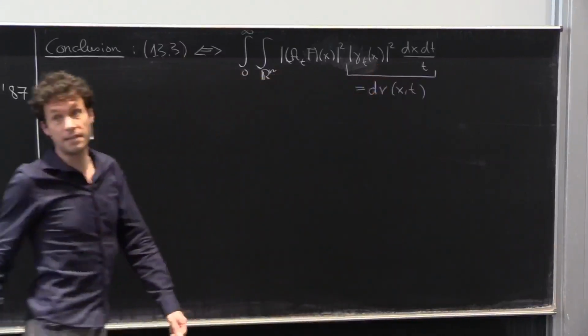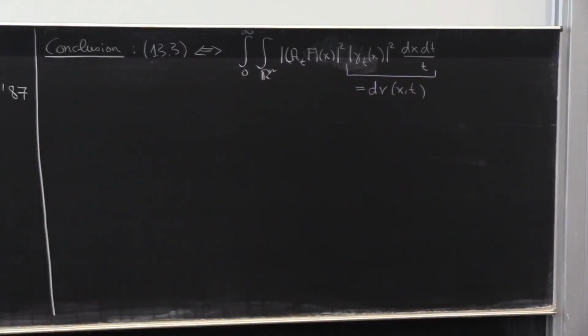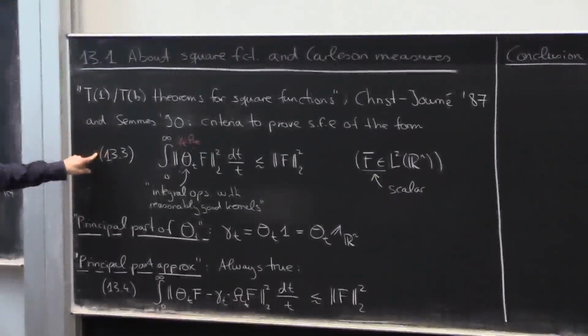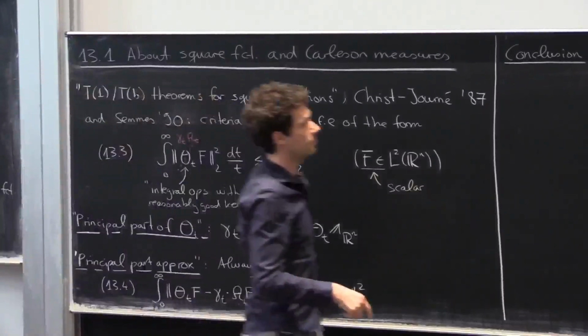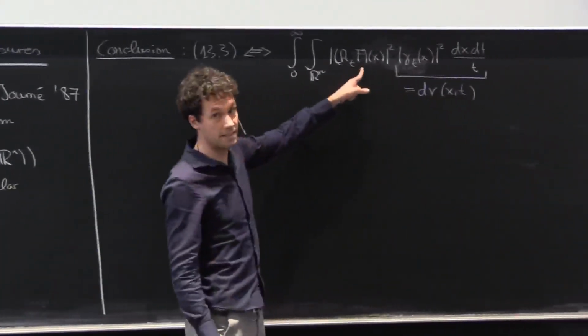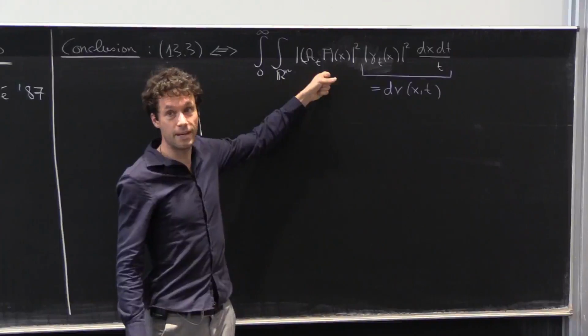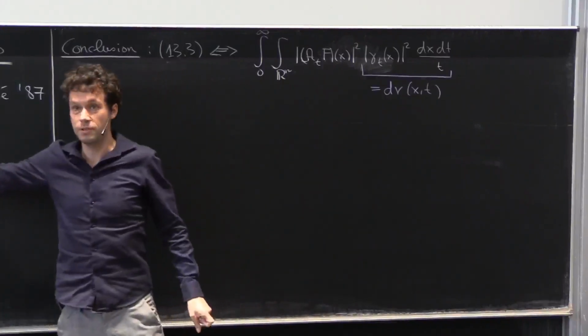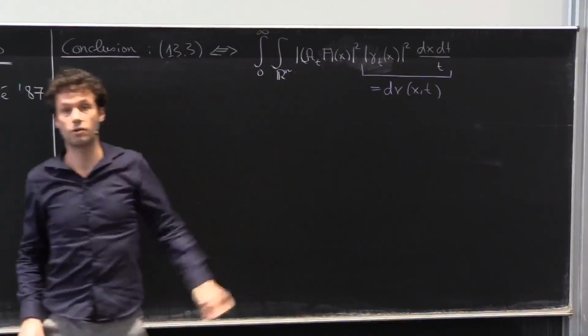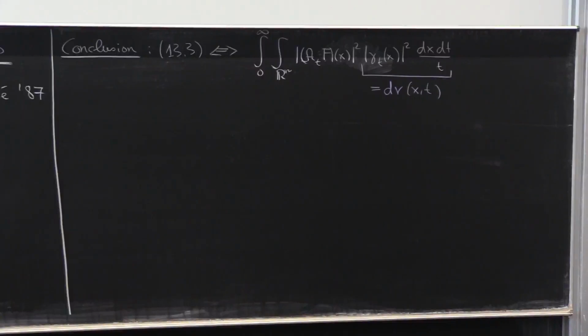This guy here defines the integration with respect to my Borel measure d nu of x,t. And I want to do that because not only have I now seen that 13.3 is equivalent, thanks to the principal part approximation, to this estimate, but also this estimate, as opposed to this one, lives on common ground for us, right? Because we have characterized already when such an estimate holds.